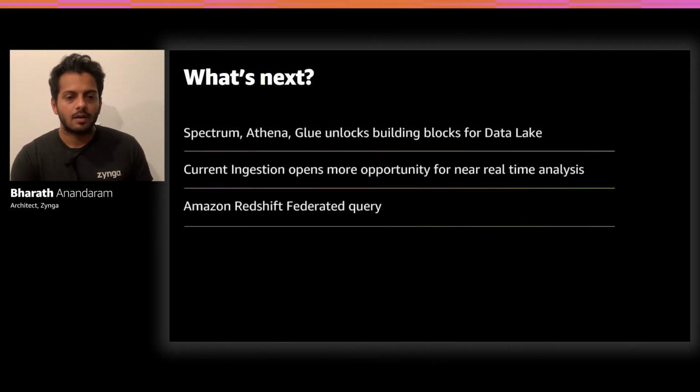So what's next? Spectrum, Athena, Glue unlock building blocks for a data lake. So we want to build a robust, queryable data lake next year using some of these features. Like you saw, we've improved the data ingestion process and are able to ingest data at a much faster rate. So the current ingestion opens up more opportunity for near real-time analysis. Finally, we want to use Amazon's Redshift federated query feature to query and analyze data across other operational databases or data warehouses and data lakes at Zynga.